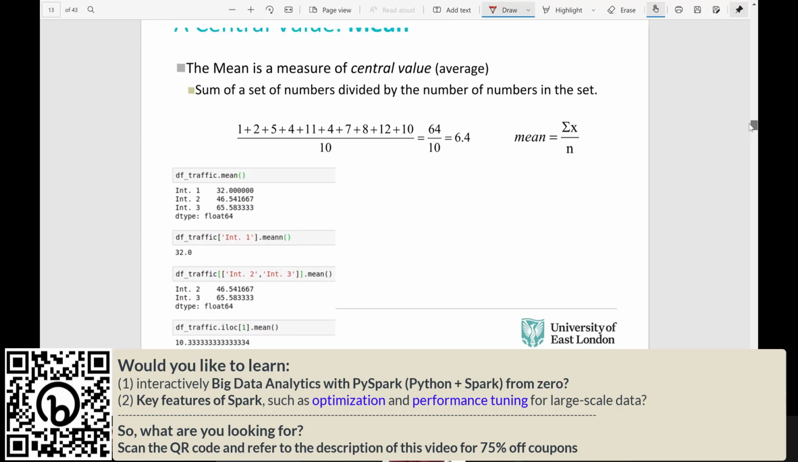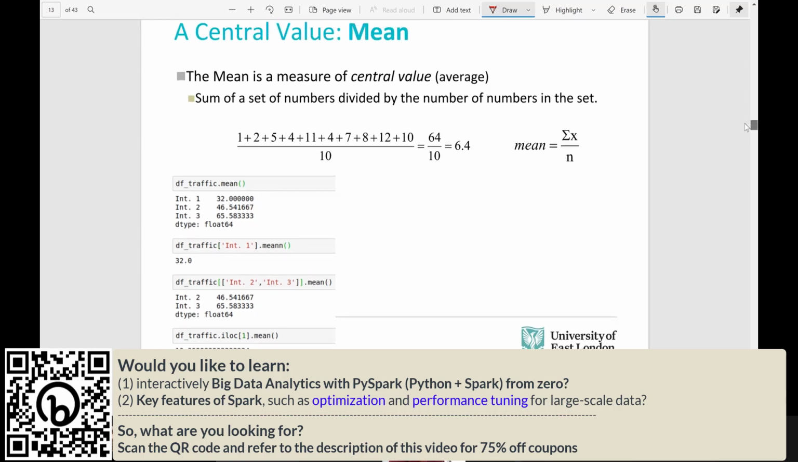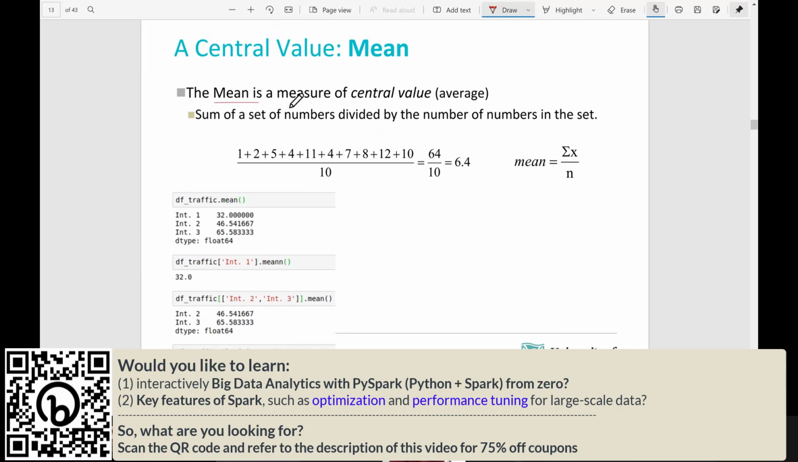So the first technique we call mean. It is the measure of central value, the average, which means to calculate the average. The average is the sum of a set of numbers divided by the number of numbers. So if we have here 10 items, 1, 2, 5, 4, you just need to do a summation and divide by the number of items. Here we have 10 numbers, so this is the average value, 6.4.